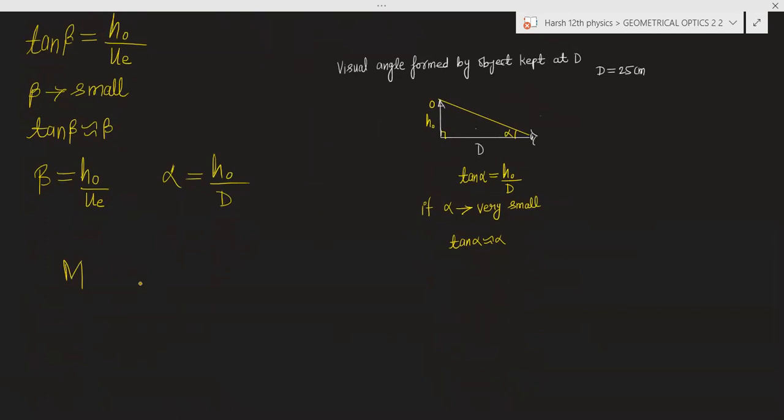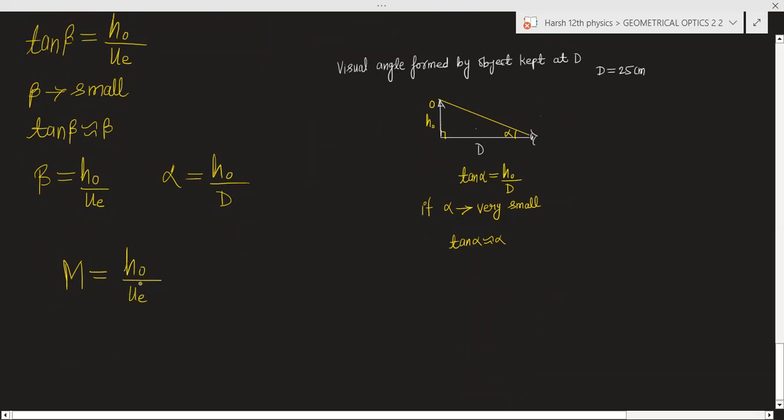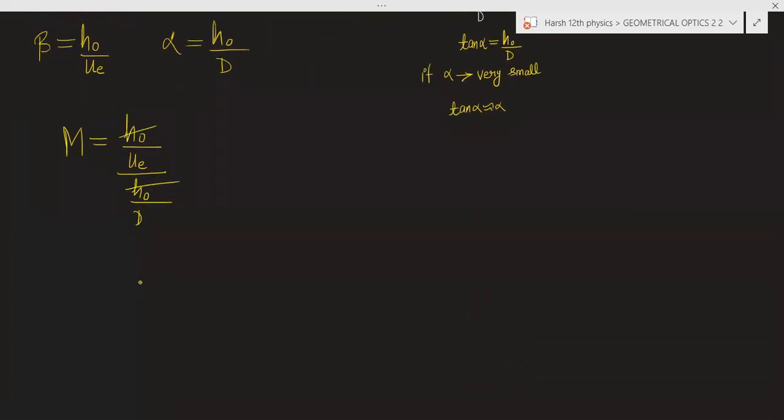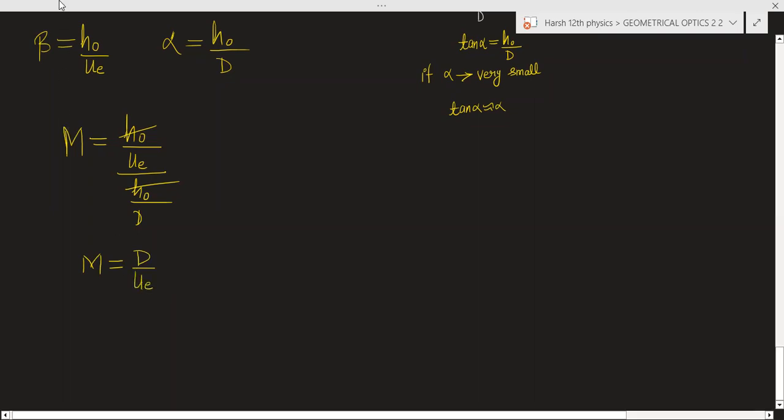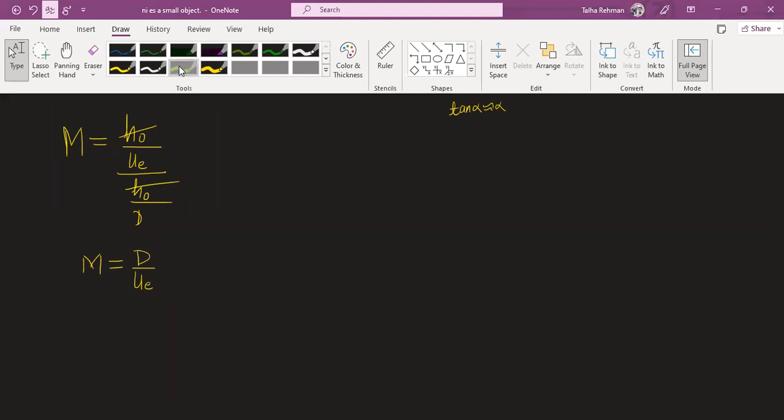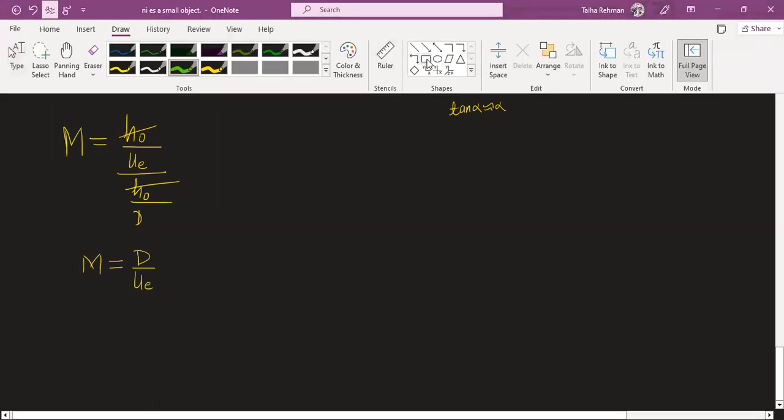So magnification is equal to beta by alpha. Beta is h naught divided by ue, and this is divided by h naught divided by d. This h naught and h naught will be cancelled out. So the magnification of the simple microscope will come out to be d by ue. D by ue, this will be the magnification of simple microscope.